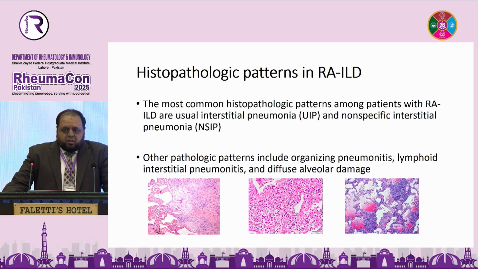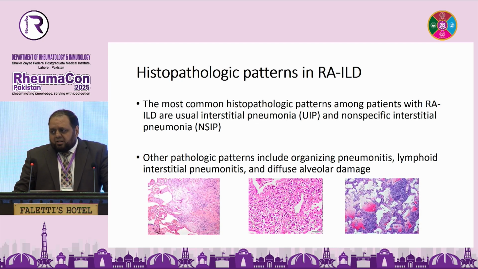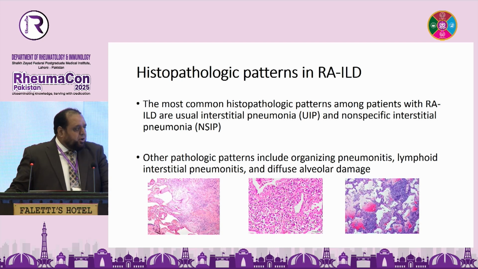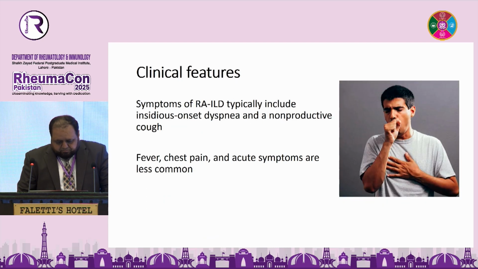The most common histopathological pattern among the patients with rheumatoid arthritis-associated ILD is usual interstitial pneumonia, and the other common histopathological pattern is non-specific interstitial pneumonia, while other pathological patterns like organizing pneumonia, lymphoid interstitial pneumonia, or diffuse alveolar damage can also occur, but these are rarely seen in patients with RA-associated ILD. Most common pattern is UIP or NSIP pattern.